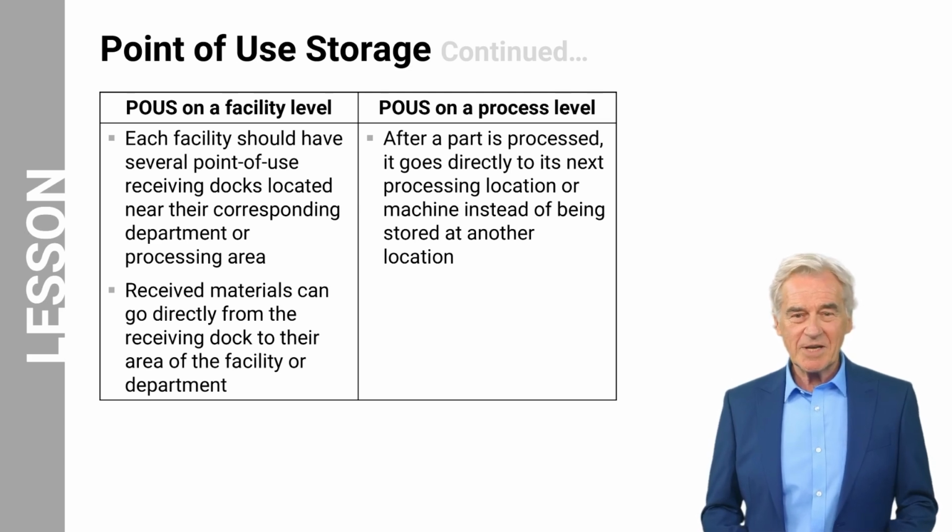On a facility level, each facility should have several point-of-use receiving docks located in close proximity to their corresponding department or processing area. Received materials can go directly from the receiving dock to the area of the facility or department. On a smaller scale, point-of-use storage can be used between processing steps. After a part is processed, it goes directly to its next processing location instead of being stored at another location.